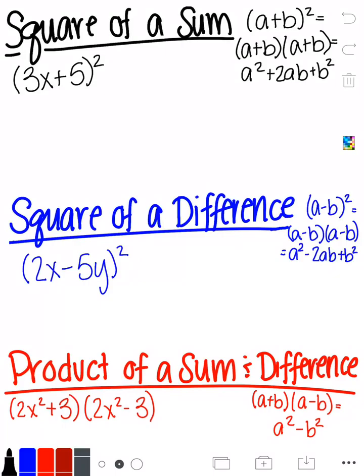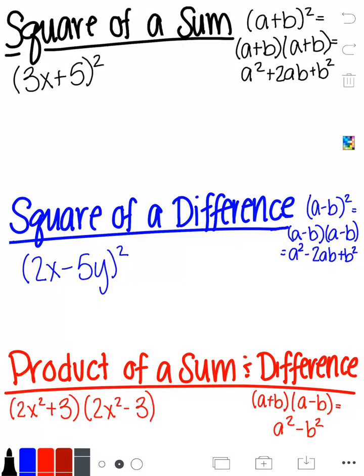So starting up here with the square of a sum, all the way over here, we have a plus b squared equals a plus b times a plus b, and our answer is actually going to be a squared plus 2ab plus b squared. So let's look at this example with 3x plus 5 squared.